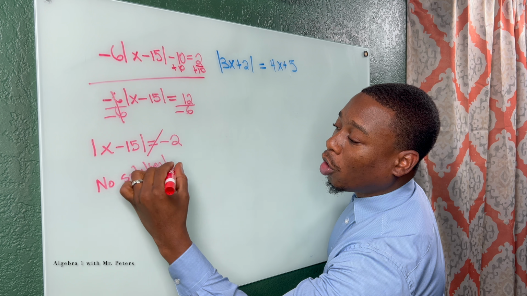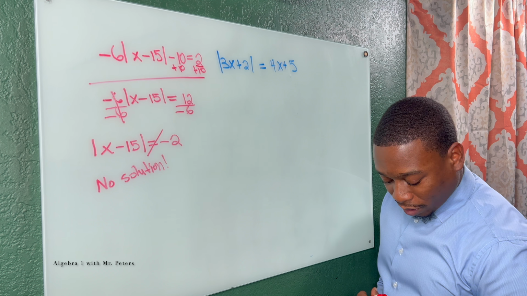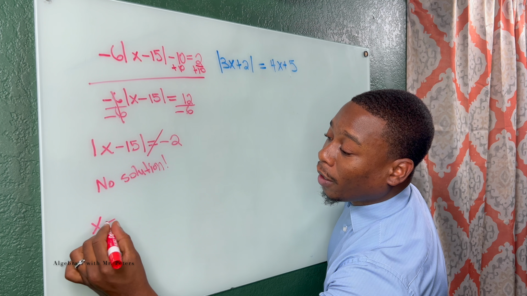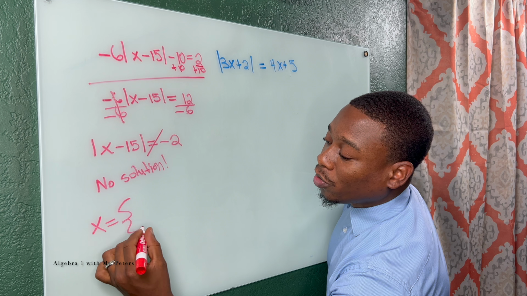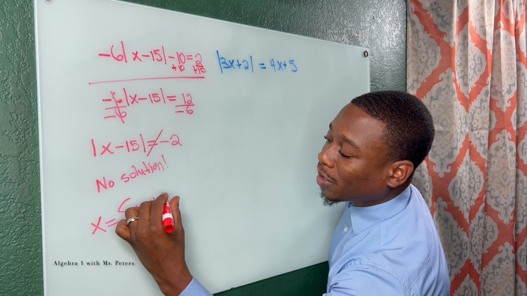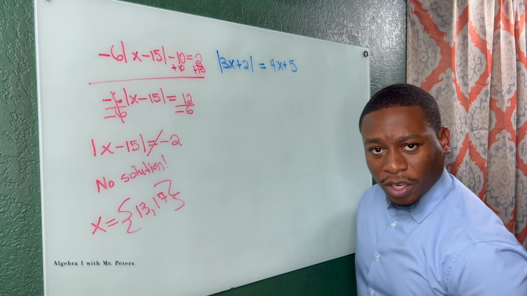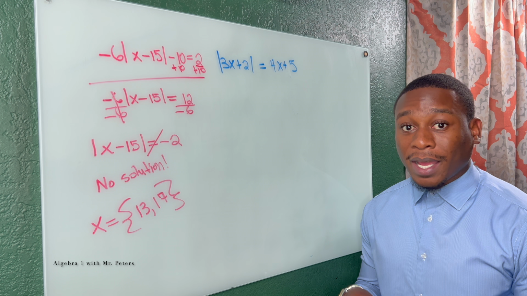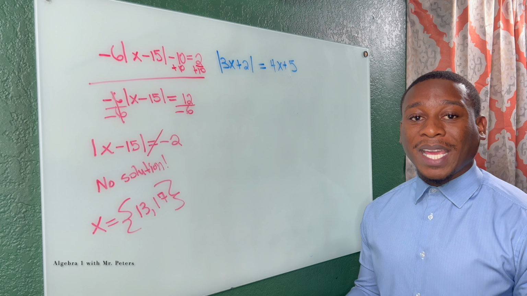And if you were to go ahead and solve, I believe your answer is going to be x is equal to, and for our solution set, I think it's 13 and 17. Pause the video, plug them in, and you'll notice that it's not going to be true statements.